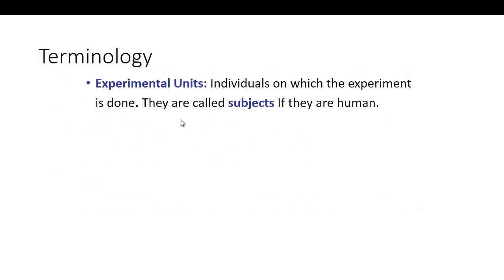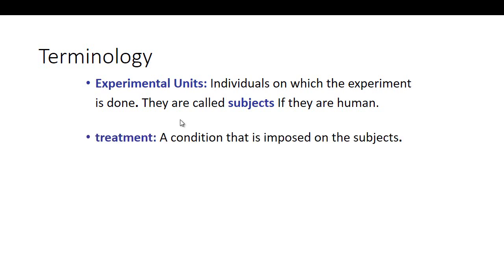A couple of terminologies regarding experimental studies. Experimental units: these are the individuals on which the treatment or the experiment is done. They are called subjects if they are human. A treatment is a condition that is imposed on the subjects. Factors: these are the explanatory variables in the experiment.